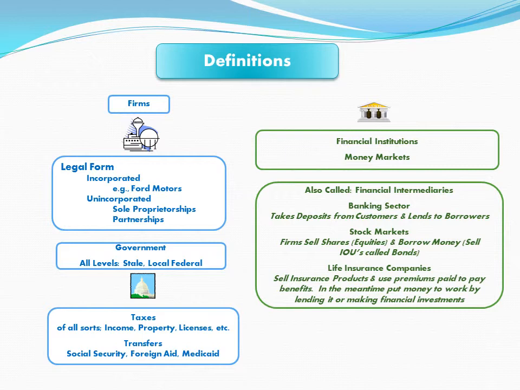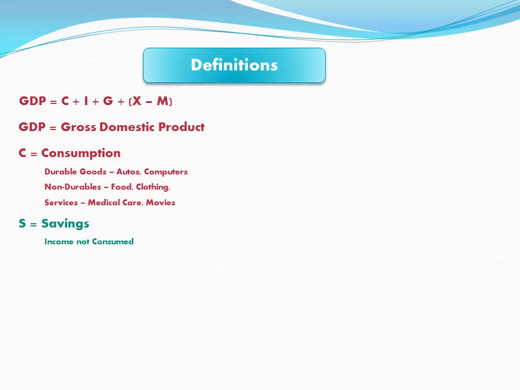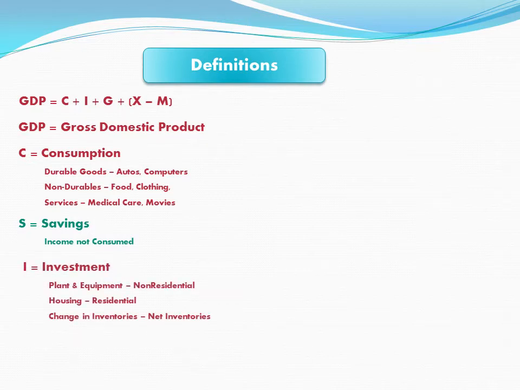So here are some of the sectors in the market that we talked about. I also have here a listing of all the symbols that we've used in the circular flow. G for gross domestic product, consumption being durable goods, non-durables, and services. Savings, which is essentially income not consumed. Investment has three components. Plant and equipment, which would be non-residential. Housing, which would be residential. And the change in inventories or net inventories, which will make more sense to us later when we see what is in GDP. And government spending for goods and services. This is not the transfers.